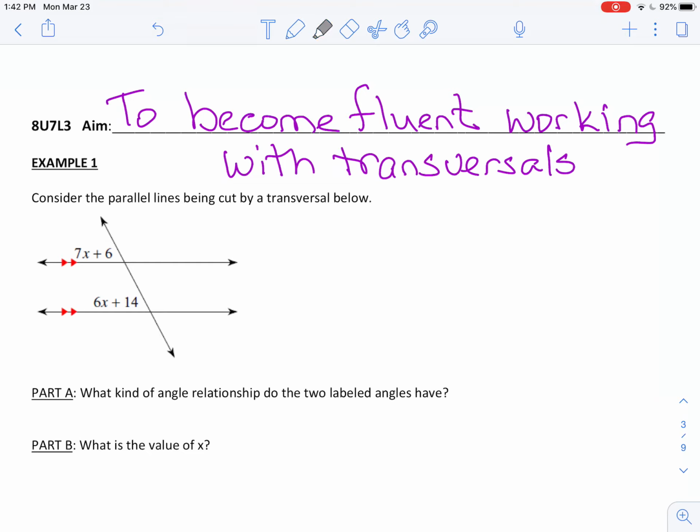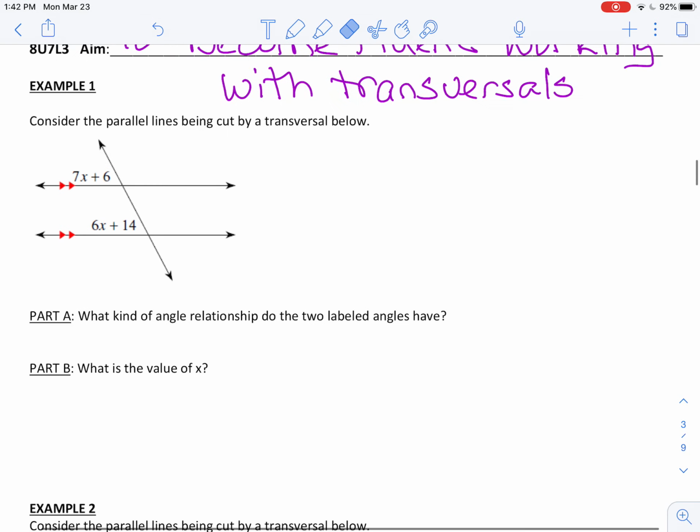All right. It says, consider the parallel lines being cut by the transversal. I'm hoping that every single one of you knows that these are your parallel lines and that this right here is your transversal. If you don't know that, go over that a couple times. Make sure you know that terminology. All right, so what we have to do here is, we'll just follow their guidelines. What kind of angle relationships do the two labeled angles have?